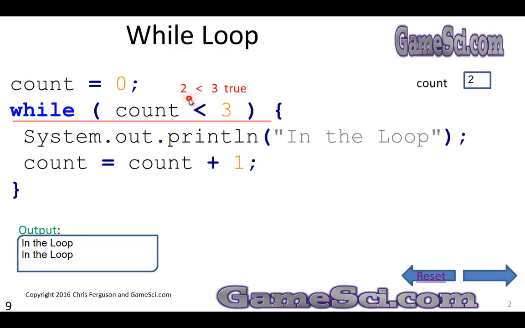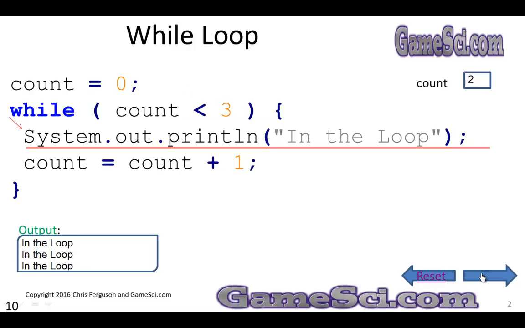So our relational operator is 2 less than 3. That is still very much true. As a true statement, it's going inside the loop. For a 3rd time now, it's printing in the loop, or executing the statement in the loop, a 3rd time. You can see on our output, we see "in the loop" a 3rd time. This code is spinning and repeating over and over again. But don't worry, I think something's going to change soon.